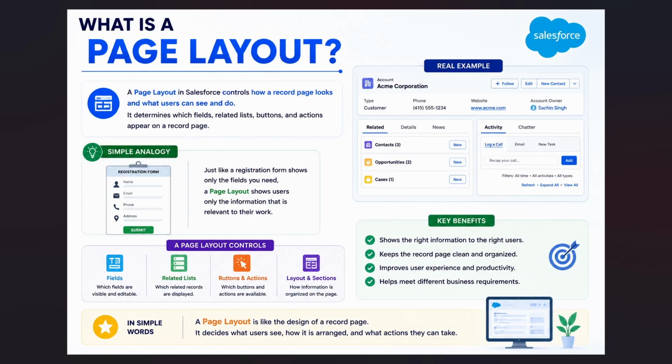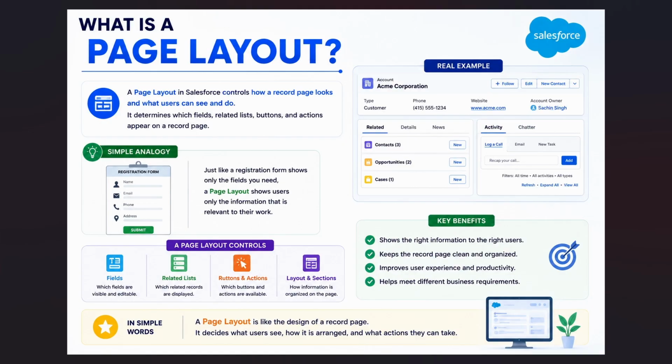Salesforce works the same way. A page layout controls how a record page looks and what users can see and interact with. It decides which fields are visible, which fields are editable, which related lists should appear, and which buttons and quick actions are available. In simple words, a page layout controls the appearance and functionality of a record page.